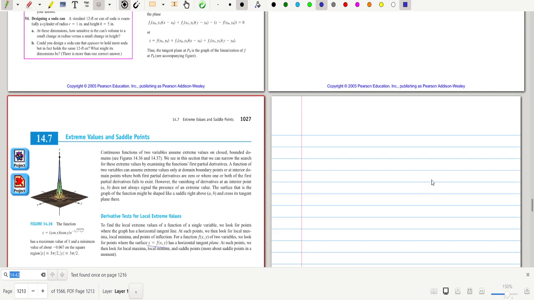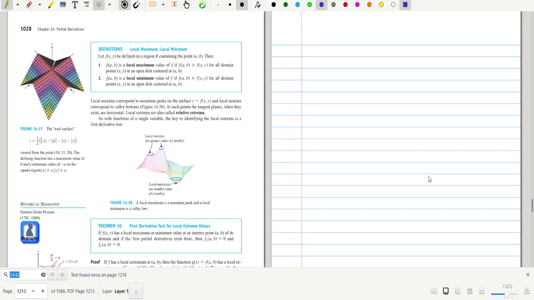In the first part of the session we will discuss the definitions of local maximum, local minimum and saddle points, and after that we will do the problems, how to find those local maximum, local minimum and saddle points of f of xy, and what the local maximum value of that function is. Now let us begin with the definition.